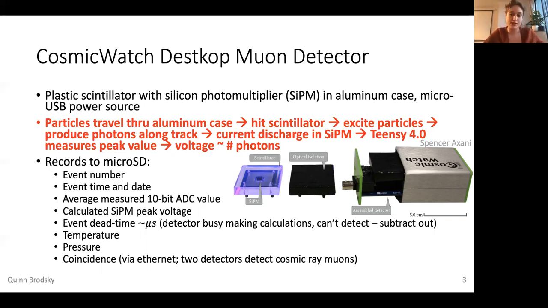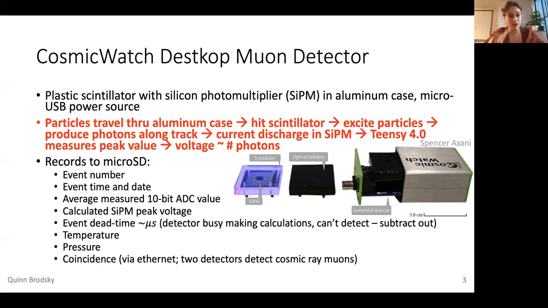And for this detector, the dead time is on the order of a few microseconds, so it's quite small, but it still makes quite a difference if you're calculating the rate. So we have to make sure to subtract it out of the total time when we're calculating the rate, which is the total number of muons you detect over the total time.